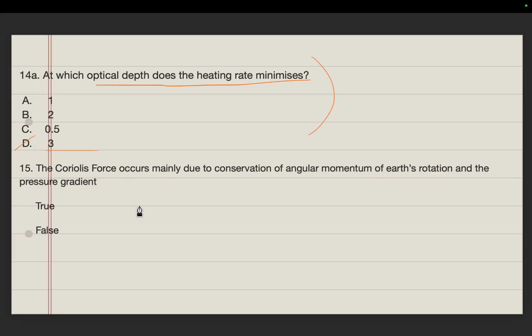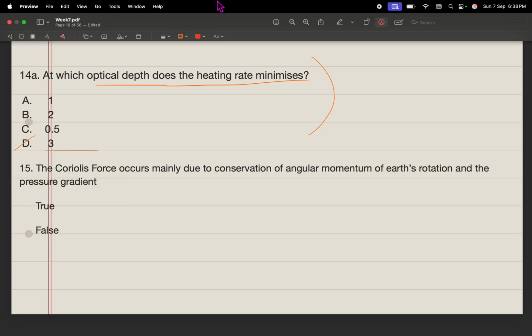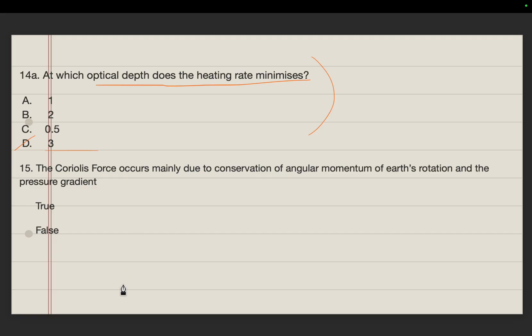Now question 15. The Coriolis force occurs mainly due to conservation of angular momentum of Earth's rotation and the pressure gradient. This statement is true or false? The Coriolis force occurs due to conservation of angular momentum, the Earth's angular momentum generated from the Earth's rotation, and the pressure gradient. True or false?